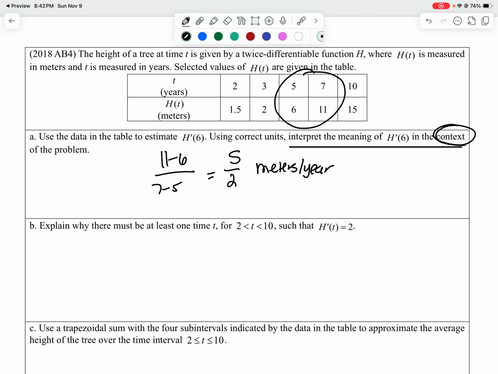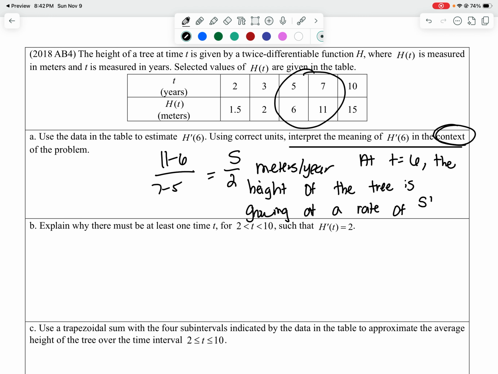year. So this means that at time t is equal to 6, the height of the tree is growing at a rate of 5 over 2 meters per year.